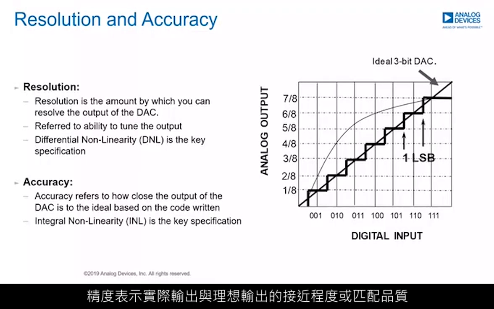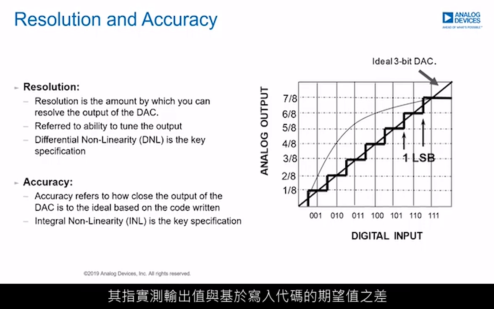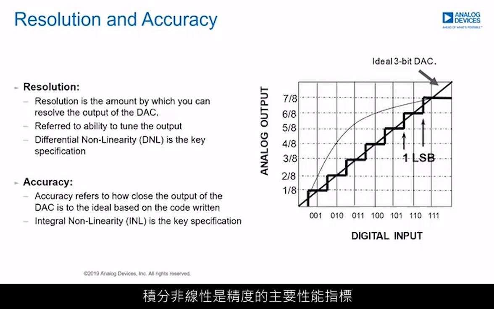Accuracy represents the quality or closeness of fit of the output to the ideal output. It refers to the difference in the measured output value and the expected value based on a programmed code. And integral nonlinearity is the key specification for accuracy.